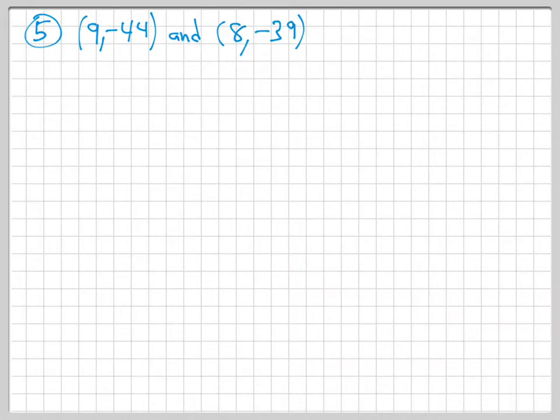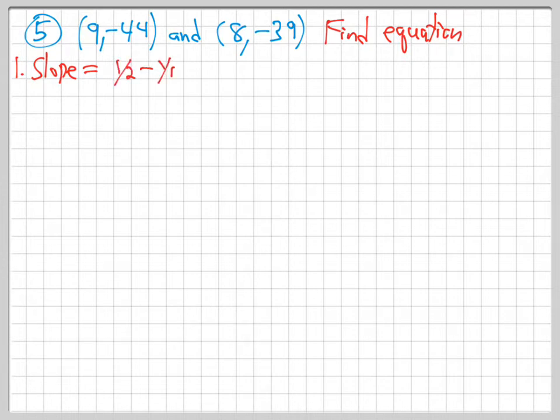So it wants us to find the equation. We did a few of these. Remember these from the homework? Step 1 is you've got to get your slope. That's the same thing it was a minute ago: Y2 minus Y1 over X2 minus X1.